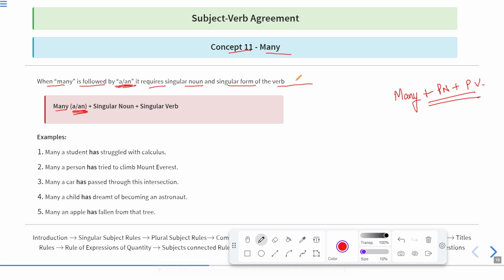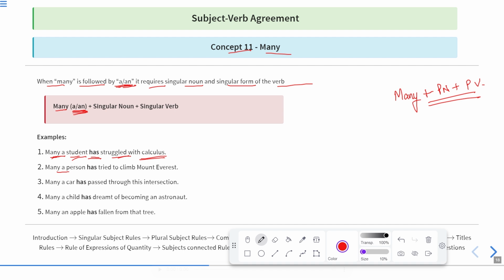Now, many is an adjective. It should be followed by a noun, and that noun should be plural in case of many. But if many is followed by an article like a or an, only these two indefinite articles, it will create the form of every. That is why we use a singular noun and singular verb with it. For example, many a student has struggled with calculus. Now, many a stands for a singular subject. Student, singular noun, has struggled with calculus.